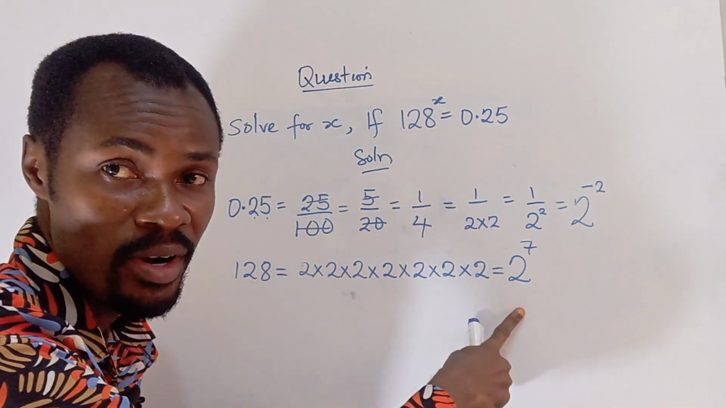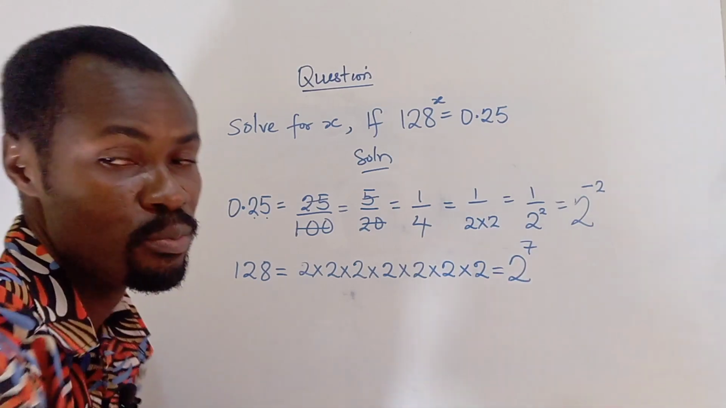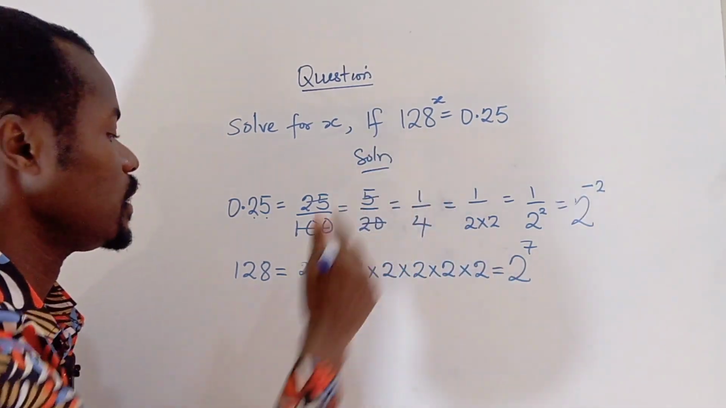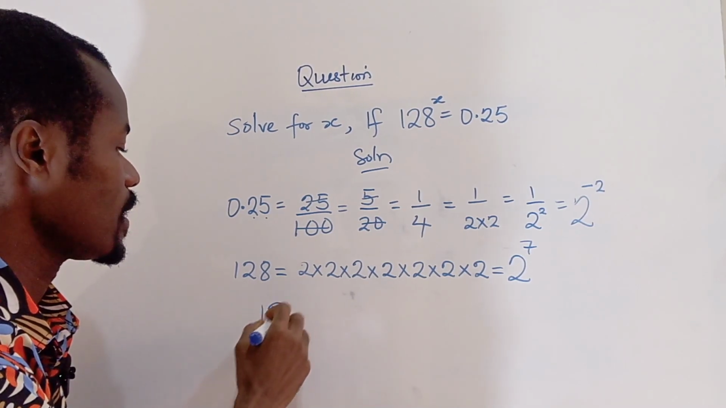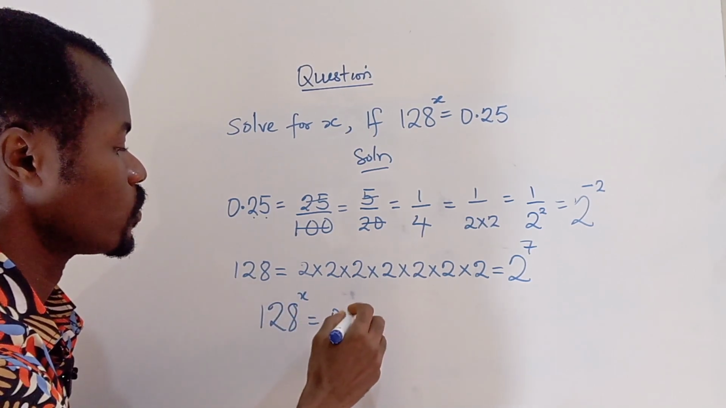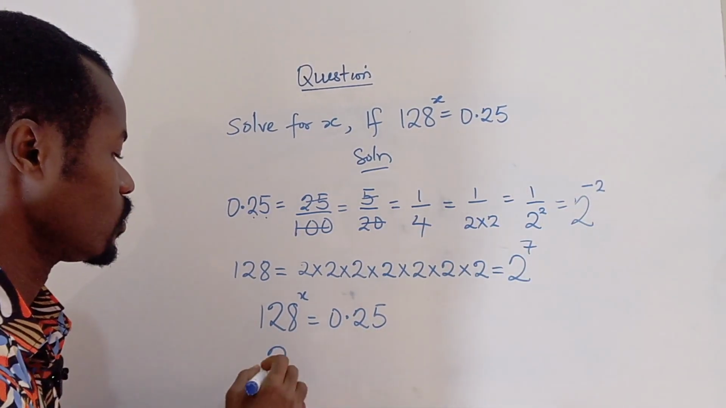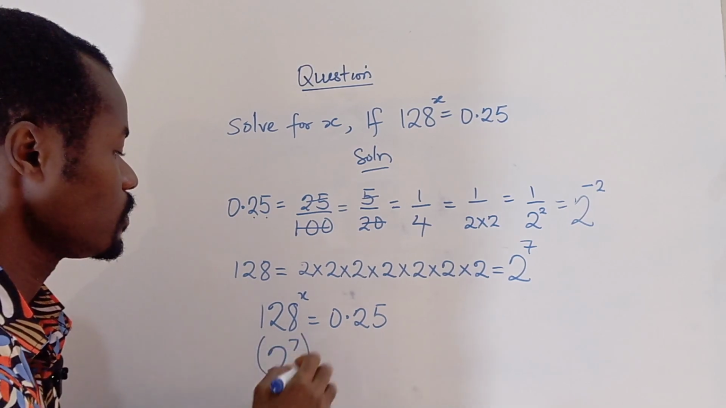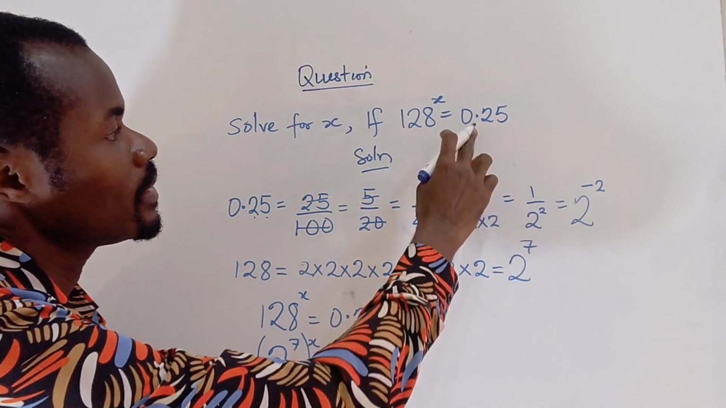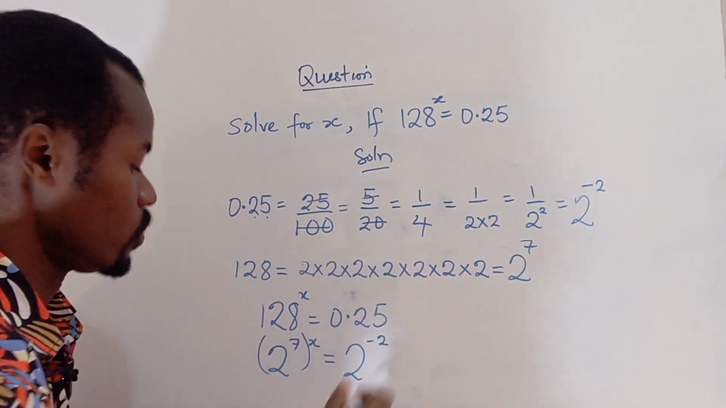Now, having gotten these two steps, we can easily solve the problem by inputting, instead of 128, 2 raised to the power 7, and instead of 0.25, 2 raised to the power minus 2. So let's do that. This is going to be 128 raised to the power x, which is equal to 0.25. Now this will take 2 raised to the power 7, so 2 raised to the power 7 multiplied by x outside the bracket. And 0.25 is going to be 2 raised to the power minus 2.